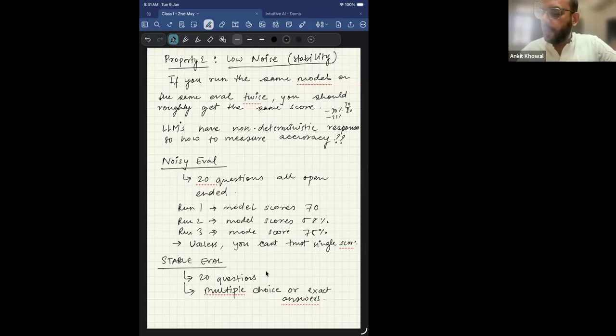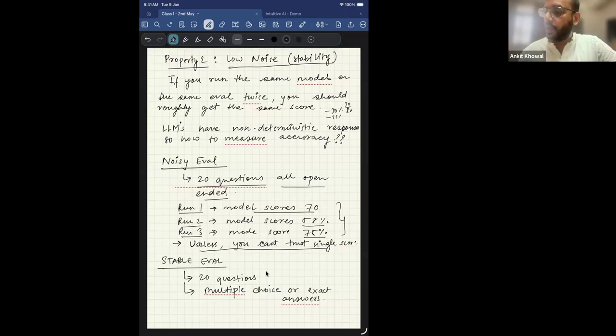So now let's say your eval has 20 questions, and you choose your questions in such a way that they are all open ended. After a certain training phase, for run 1 the model scores 70%, run 2, because they are open-ended questions and there can be different variations of the answers, the model scores 58%. Run 3, the model scores 75%. You see, this is kind of useless because you cannot actually predict whether the model has learned or not. How will you predict based on this data whether the model is ready for production or not?